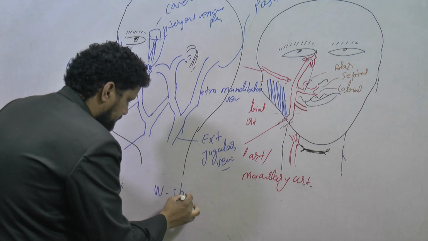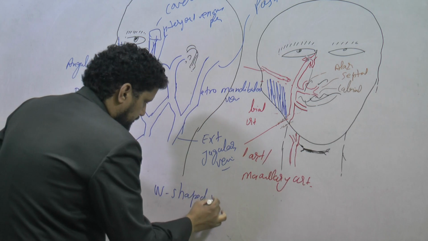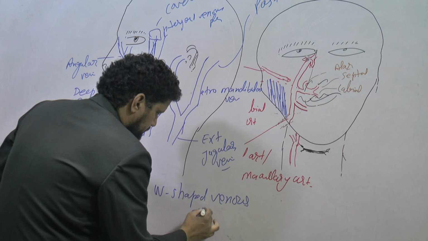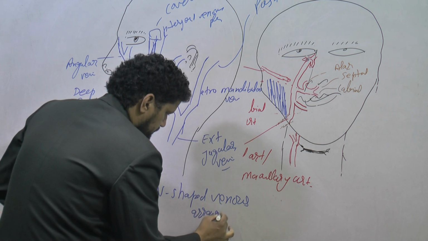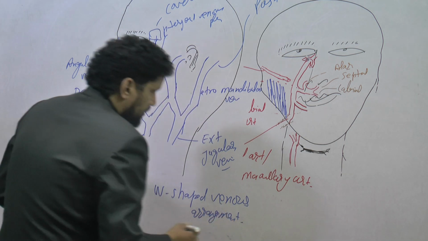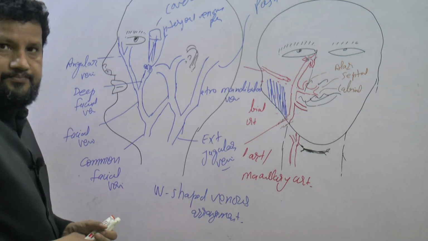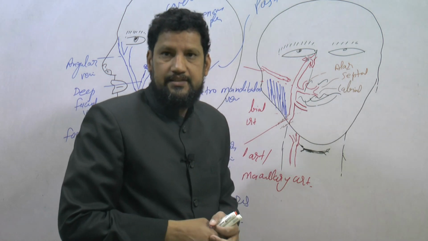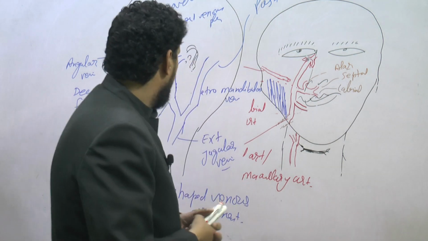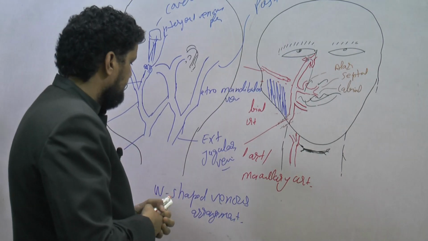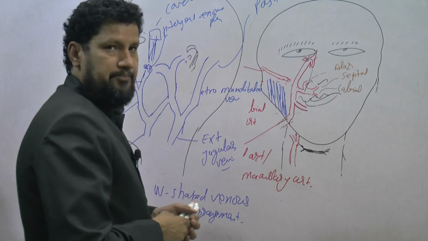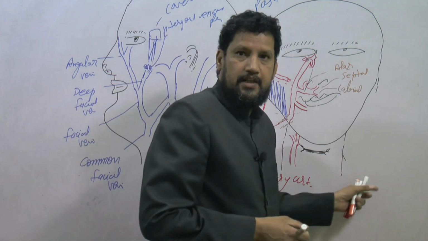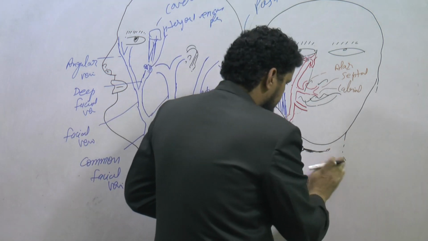W-shaped venous arrangement of the venous drainage of the face. So we have seen the venous drainage of the face. Finally, we will see the lymphatic drainage of the face. Here I will draw the diagram.